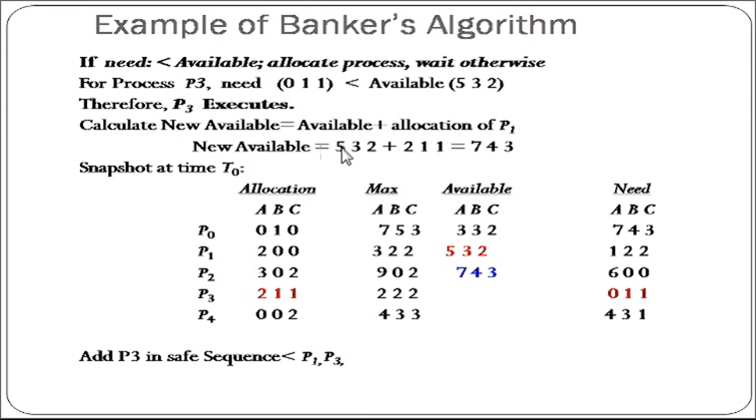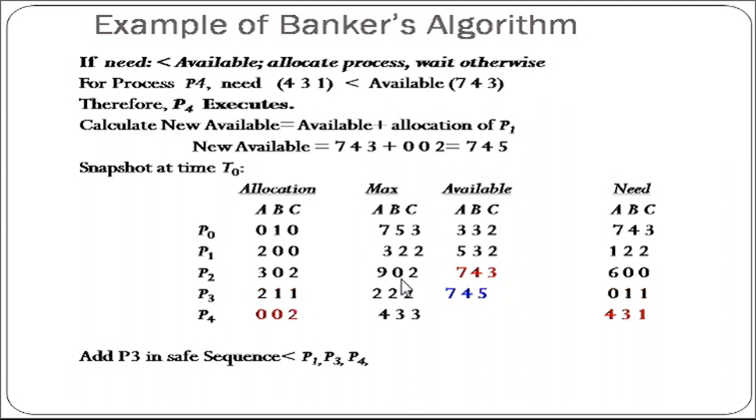Now the new available is equal to the current available, that is 532, plus the allocation of process P3. Here I have mistakenly written P1; it should be allocation of P3. The allocation of P3 is 211. So 532 plus 211 will give you 743. Now the new available will be 743. Okay, now go to the next process.